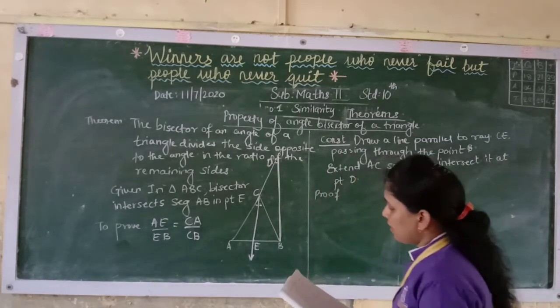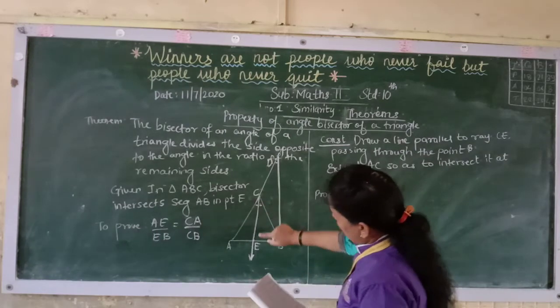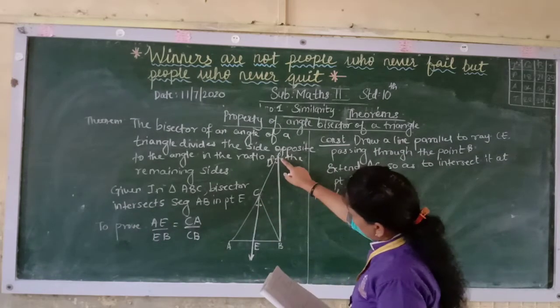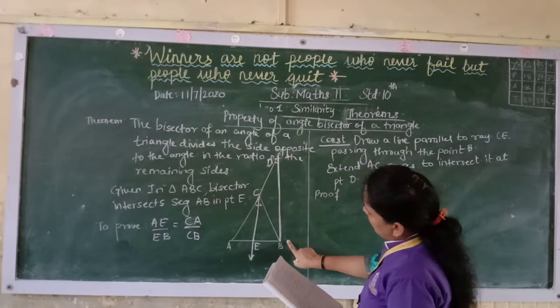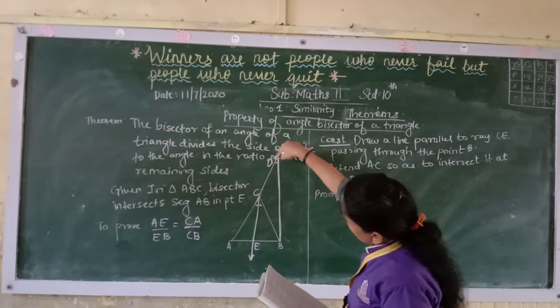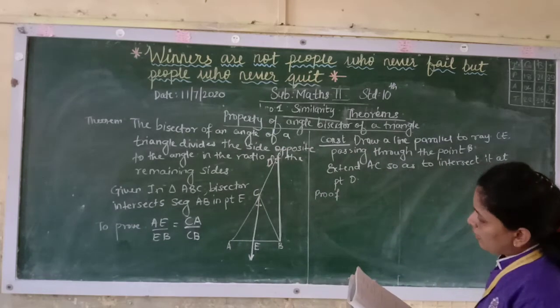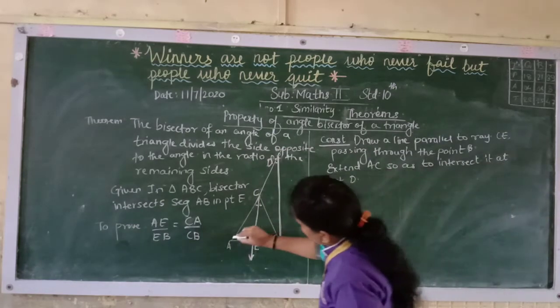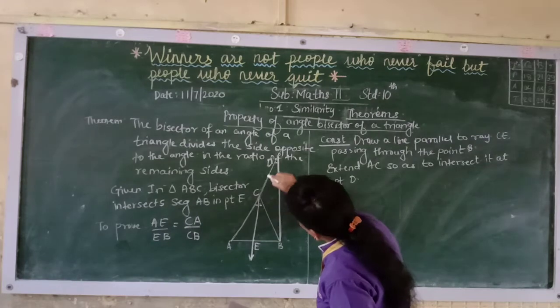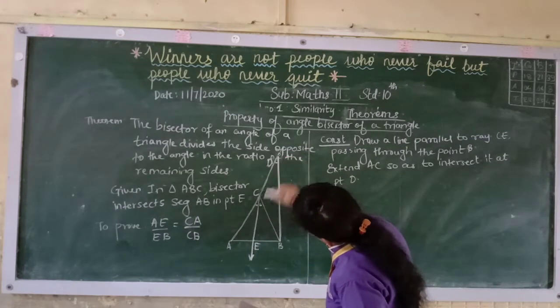Now where is CE? Now see, if CE is parallel to BD and AD is the transversal, you will get corresponding angles. Which are the corresponding angles? See, this is the transversal over here. So these two are parallel lines.